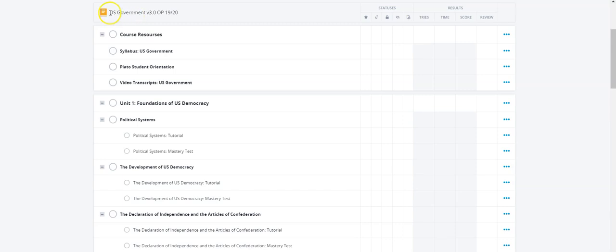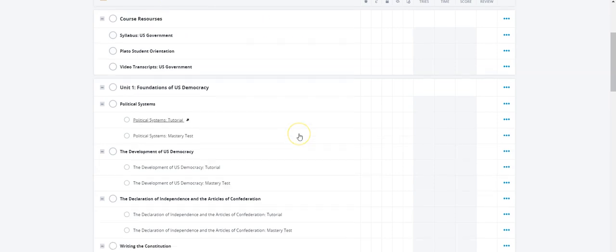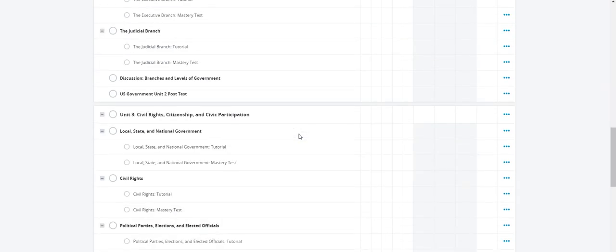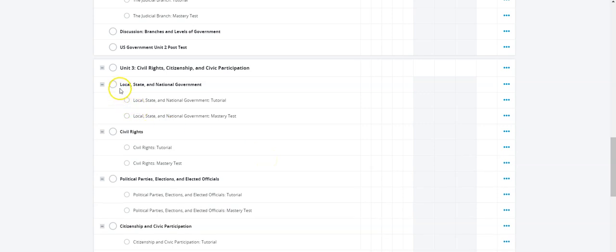Today we're focusing on U.S. government, and we're actually doing Unit 3 today, or beginning Unit 3, which is Civil Rights, Citizenship, and Civic Participation. And our focus is for local, state, and national government tutorial.